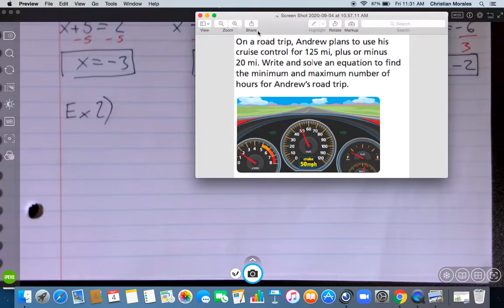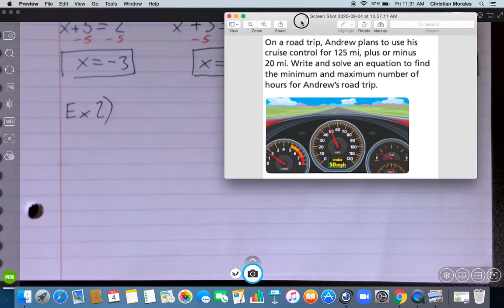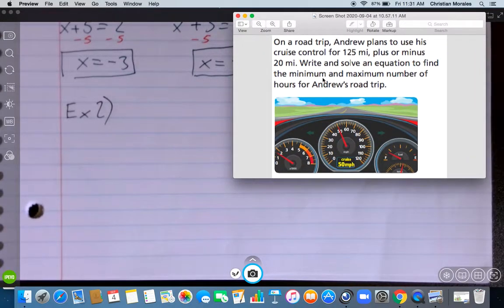So in the book, it actually uses absolute values. I'm not going to do that. Here's why. It wants me to solve for two things, the minimum and the maximum. So that means he's probably not going to actually get to 125. He's going to get close to 125. Well, how close? Plus or minus 20.